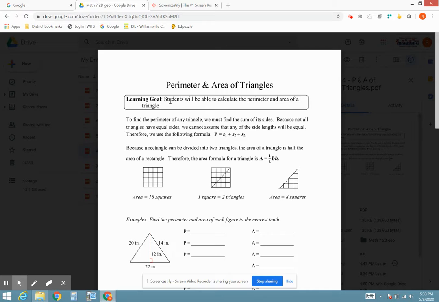You do go over geometry again as 8th graders, but we really don't spend any time on area and perimeter. You're expected to come in knowing these formulas, so please make sure that you do write them down so that you can memorize them.